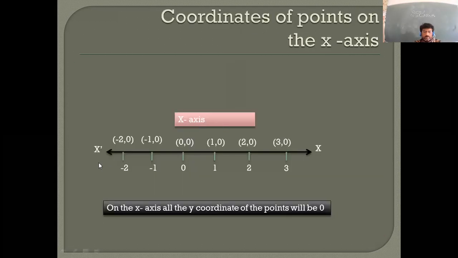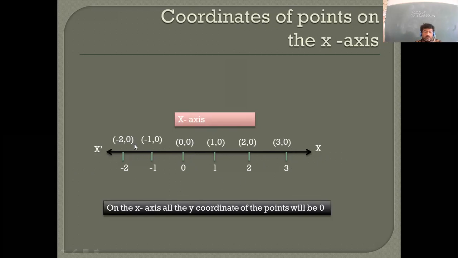So this is the x-axis, x dash, and in the middle is O, the origin. If you observe the coordinates of the points on the x-axis, they are (-2, 0), where x is -2 and y is 0. Here (-1, 0), (0, 0), (1, 0), (2, 0), (3, 0).